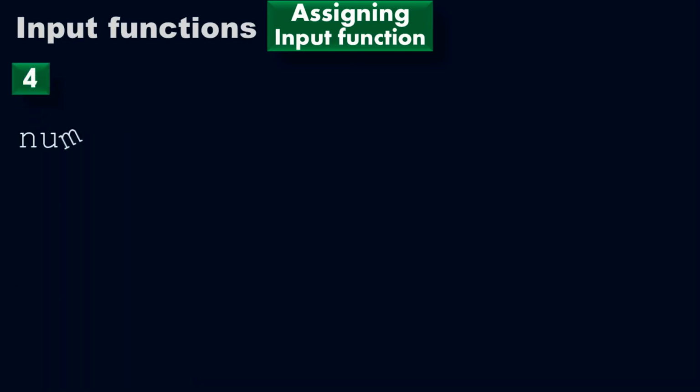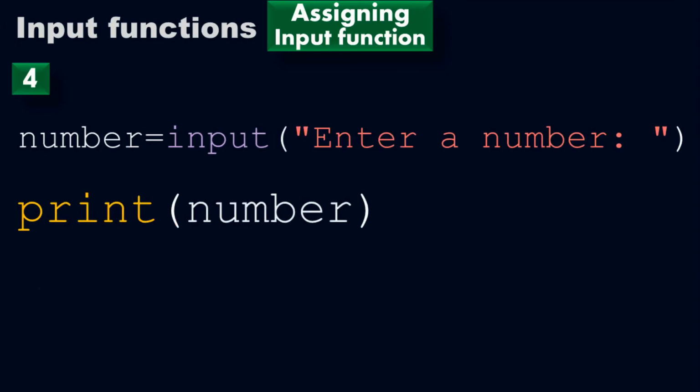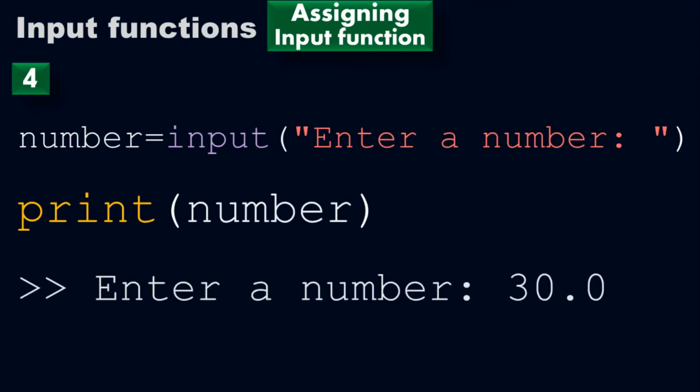Example number 4. number = input("Enter a number: "), print(number). Enter a number, 30.0, and then press enter, you will get 30.0. You can use Colab. It is the online editor.